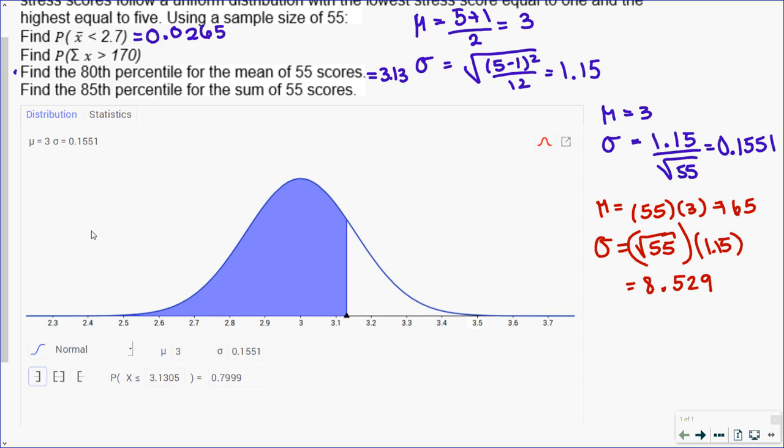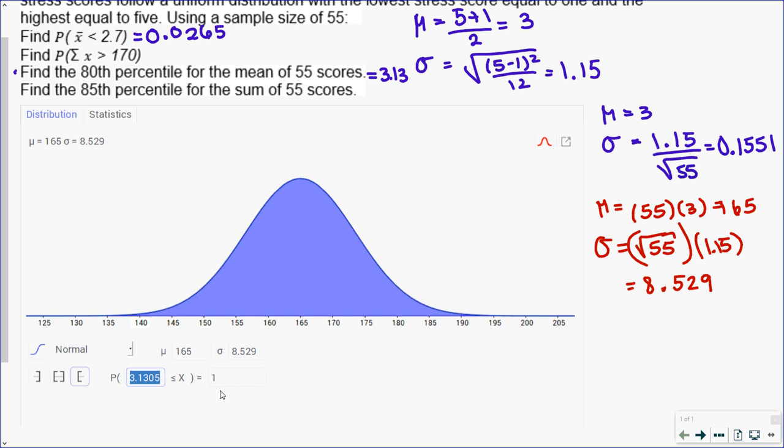So now I want to find greater than 170. I'm going to select the side for greater, which is on the right here. I'm going to change my mean to 165. My standard deviation also changed. It's 8.529. And we're looking for values greater than 170. So the probability of picking a value greater than 170 would be 0.2789.